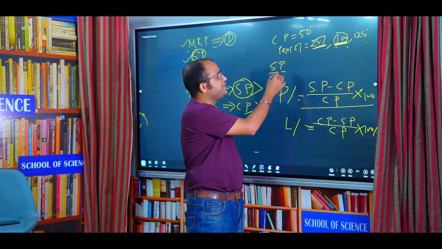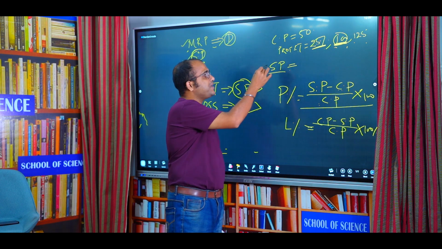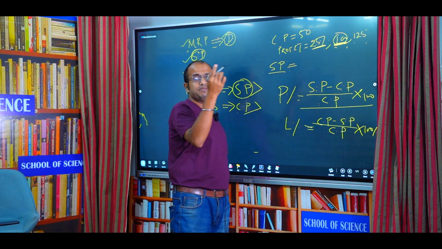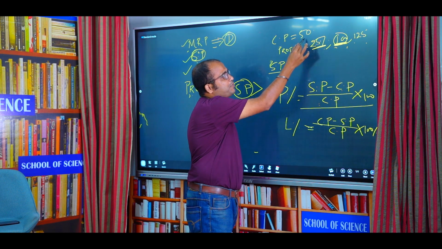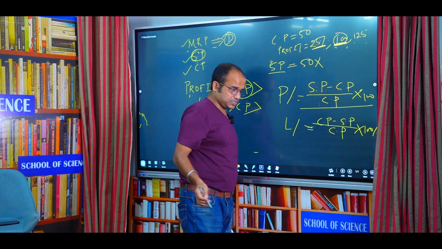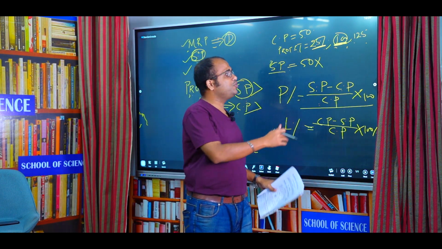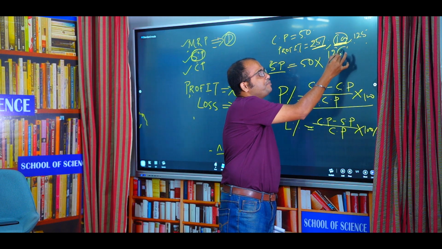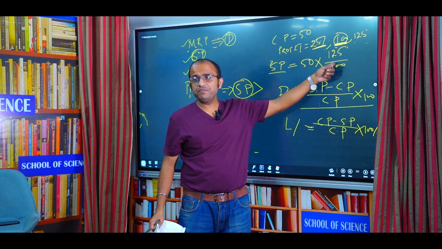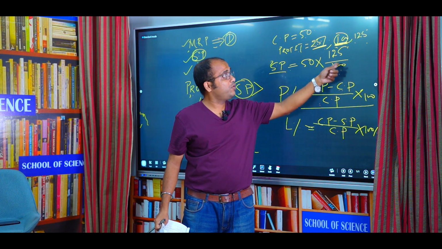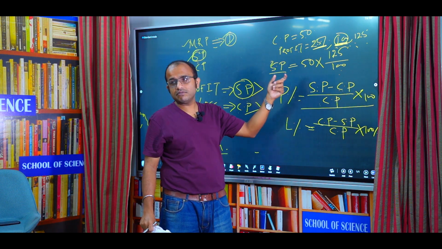Now to find the selling price: obviously it is more because there is profit. So, to remember, if we put a greater sign, selling price is more. Then selling price is equal to cost price, 50, into, the simple concept is, which one is more? 125 is more. As selling price is more, in the numerator we always put the bigger one and in the denominator the lower one: 125 divided by 100. From that you calculate and the selling price will come.